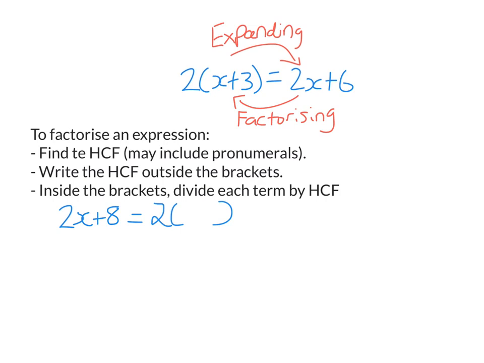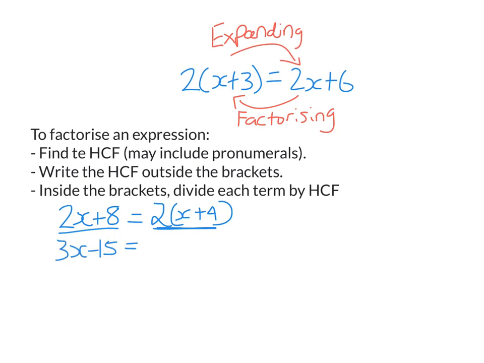Now I say, what do I times by 2, the highest common factor, to get 2x? Well, that's just x. What do I times by 2, highest common factor, to get positive 8? Well, that's just positive 4. If I expand my answer, I would get what I started with. So I've written it as 2 times the bracket, something times something. So I'm done.